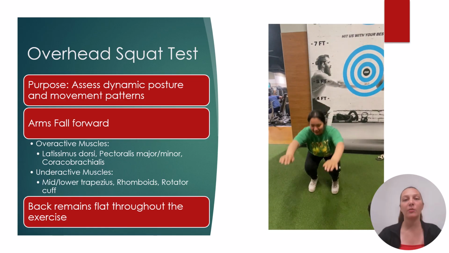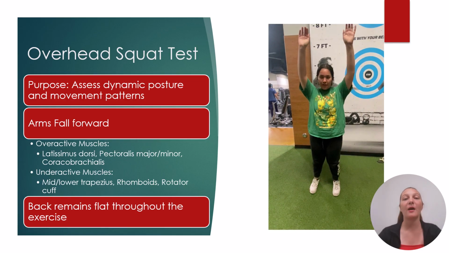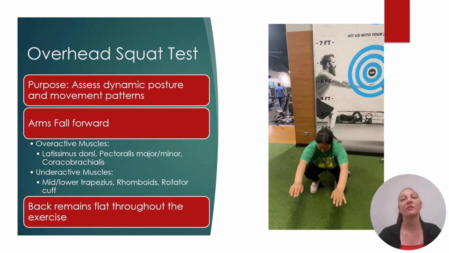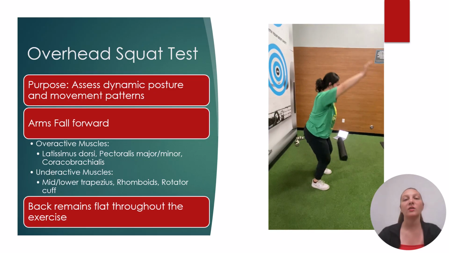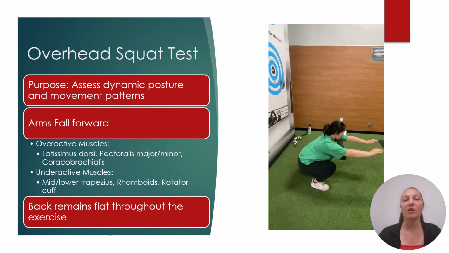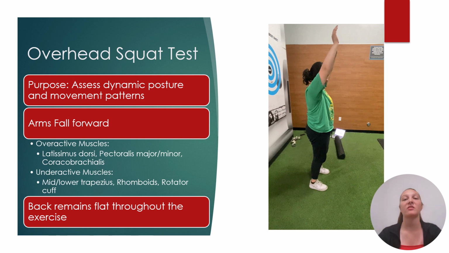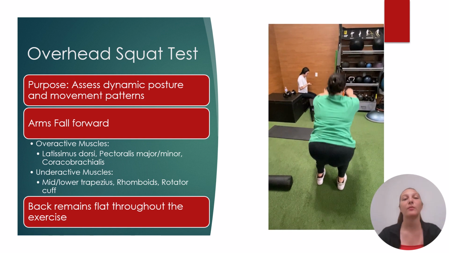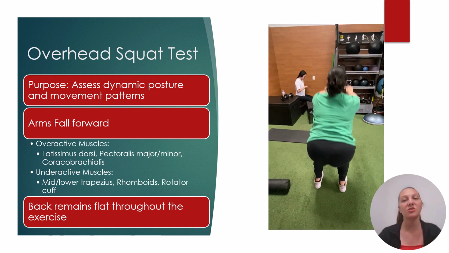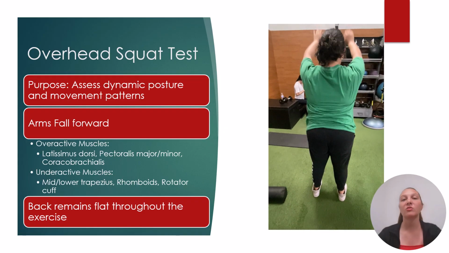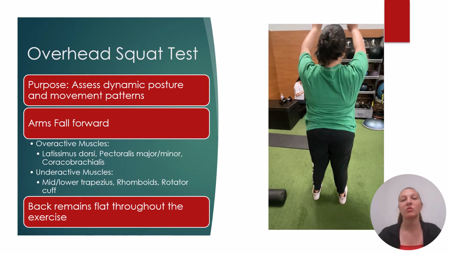During the overhead squat test, we are specifically observing the upper body to assess movement patterns related to shoulder function. One key compensation that we're looking for is arms falling forward, which is going to suggest a tightness in the latissimus dorsi, pec major and minor, and the teres major, which are all muscles that can contribute to altered scapular positioning and reduced acromial space, worsening impingement symptoms.